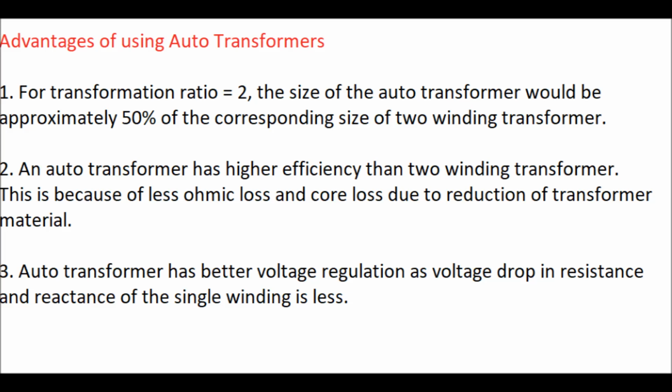An auto transformer has higher efficiency than a two winding transformer. This is because of the less ohmic loss and core loss due to the reduction of transformer material. An auto transformer has better voltage regulation, as the voltage drop in resistance and reactance of the single winding is lesser.